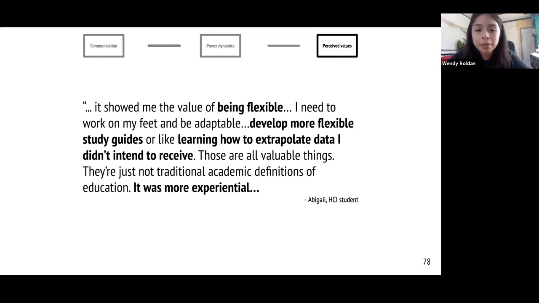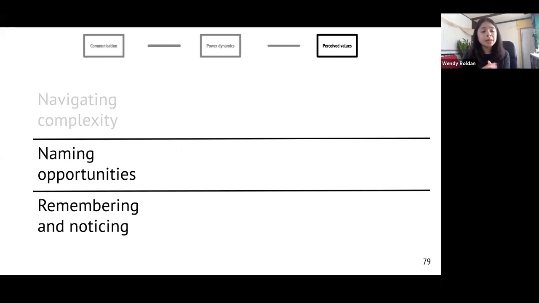So with respect to navigating complexity, one student, Abigail, talked about how this experience showed her the value of being flexible. I need to work on my feet and be adaptable. Develop more flexible study guides, or like learning how to extrapolate data I didn't intend to receive. These are all valuable things. They're just not traditional academic definitions of education. It was more experiential.